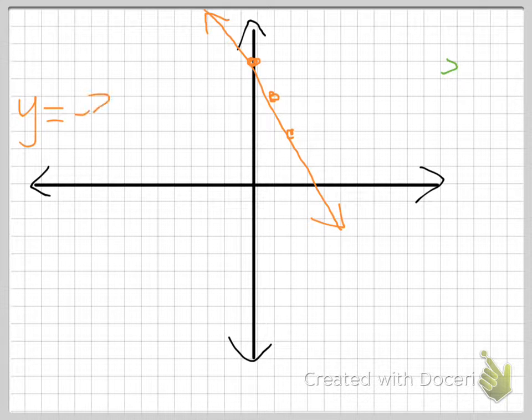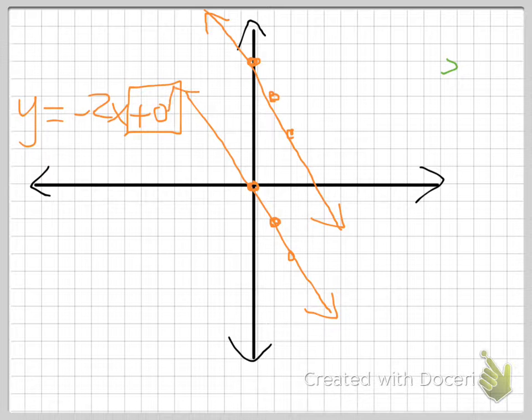So on this one, my y-intercept would be, since I don't have anything there, it's just like saying plus 0, so I start at the origin. And I just go down 2 over 1 for my slope, down 2 over 1. And what I end up with is two lines that are parallel to each other.